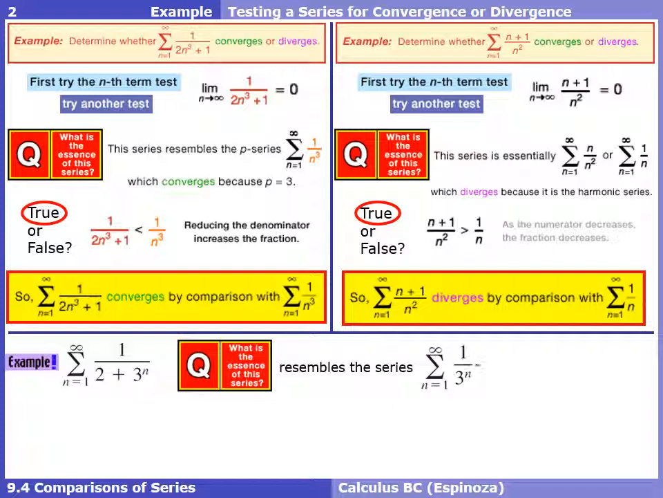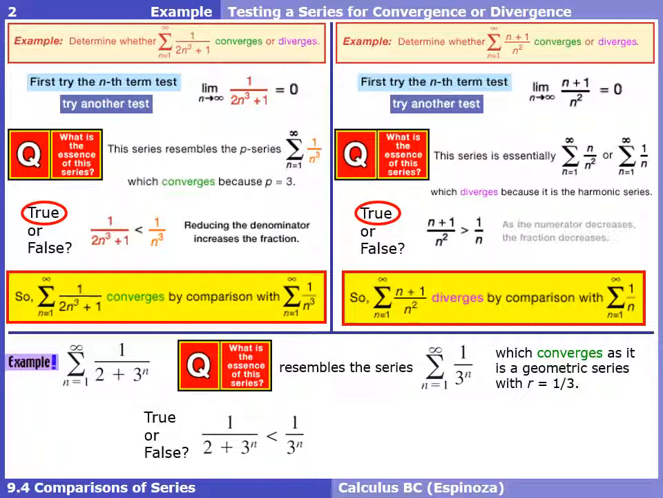And if you recall, I didn't animate this in this PowerPoint, but this is really 1 to the n over 3 to the n, which is in turn equal to 1/3 to the n. So keep that in mind. Don't forget about that little algebra trick, because bottom line is this resembles a geometric series where r is equal to 1/3. And if r is equal to 1/3, then we know that this geometric series converges. So our known series converges.